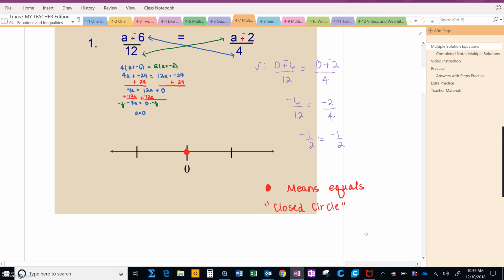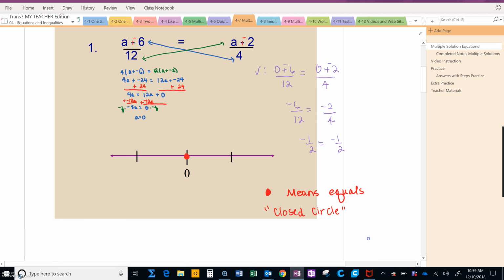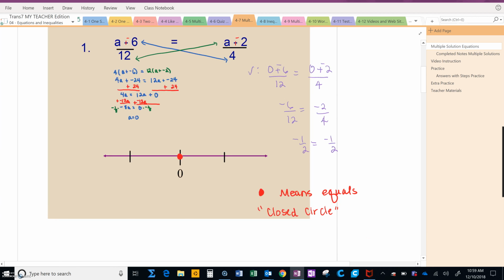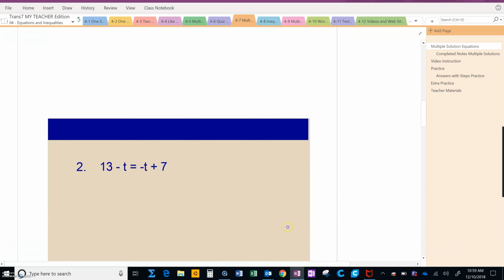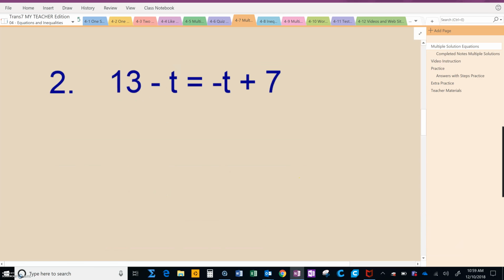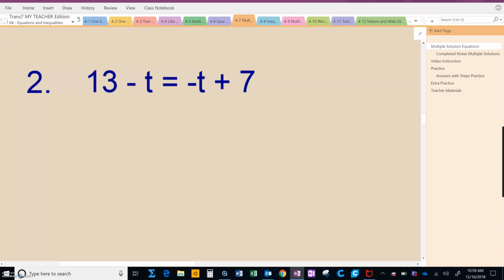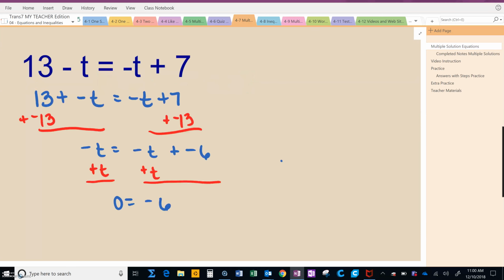So all of the different equations we've been solving, we could have put on a graph with a closed circle. So now let's move on to another equation. So let's go ahead and solve this one. Why don't you give it a try and just see what happens.